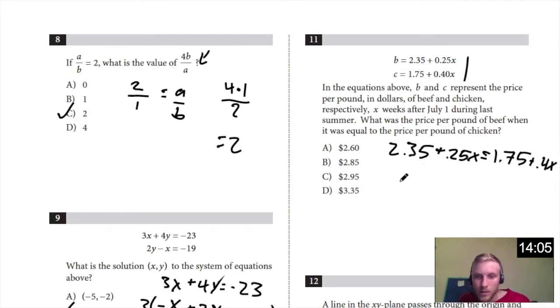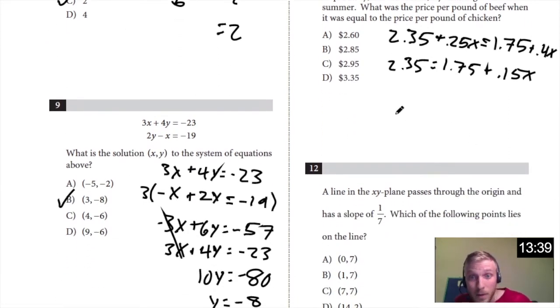I'm going to subtract 0.25x from both sides, so we can say 2.35 is equal to 1.75 plus 0.4 minus 0.25. That's going to give us 0.15x. Good. Now I'm going to subtract 1.75 from both sides. 2.35 minus 1.75 is going to be 0.6, which is equal to 0.15x. Divide both sides by 0.15, that's going to give us 4 is equal to x.